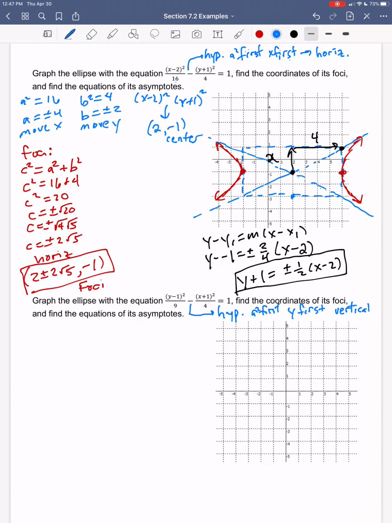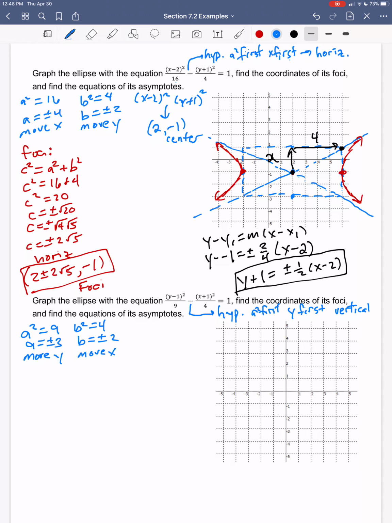Okay, we said a squared is first, so here a squared is 9. So a is plus or minus 3. The 9 came from the y, so that's how much I move in the y direction. My b squared then is the 4. When I take the square root, I get plus or minus 2. And that's how far I'm going to move in the x direction.